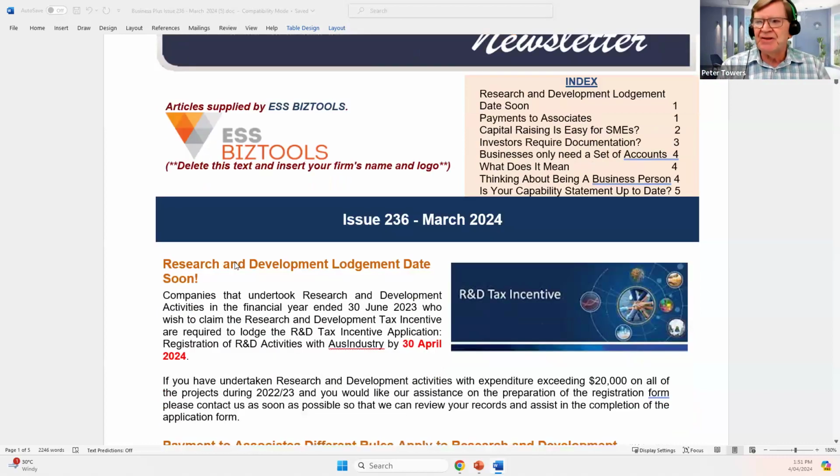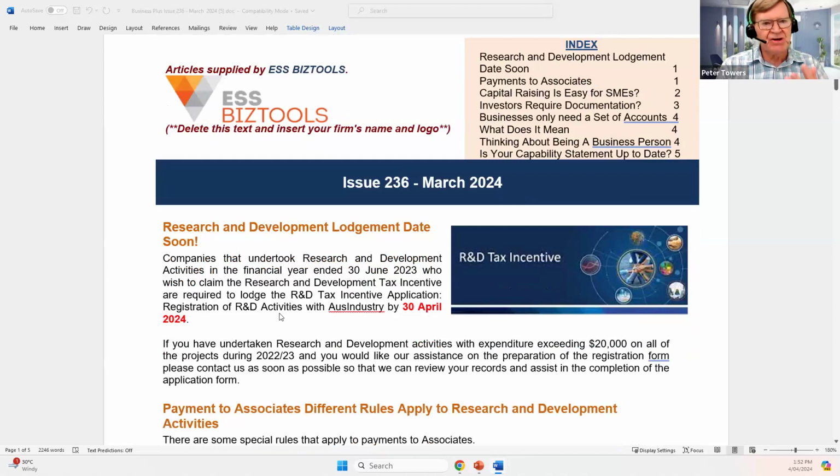So let's just go through what was in the March edition. We talked about research and development. Lodgements are due soon. They're due in 26 days, because the 30th of April is the deadline date for the main return, which goes to Oz Industry to be lodged. This is the one that really identifies step by step the research and development projects that have been undertaken during the previous fiscal year, which obviously in this time is 2022-23. So what did they do? It doesn't matter if it's only one project or 20 projects.